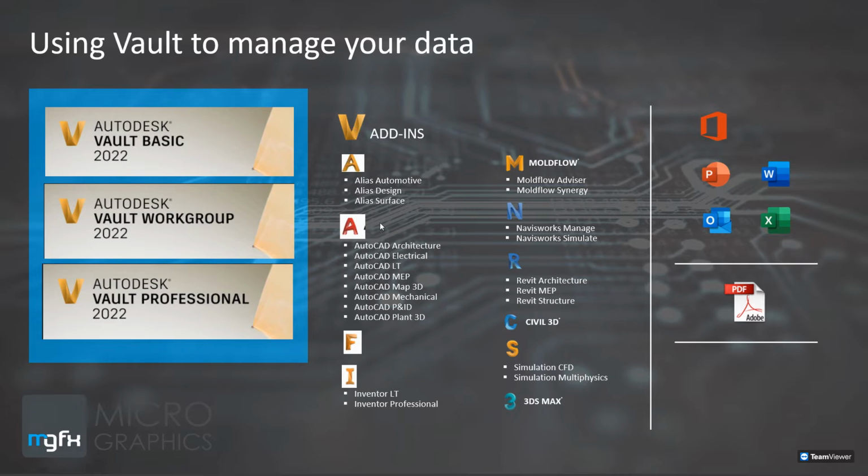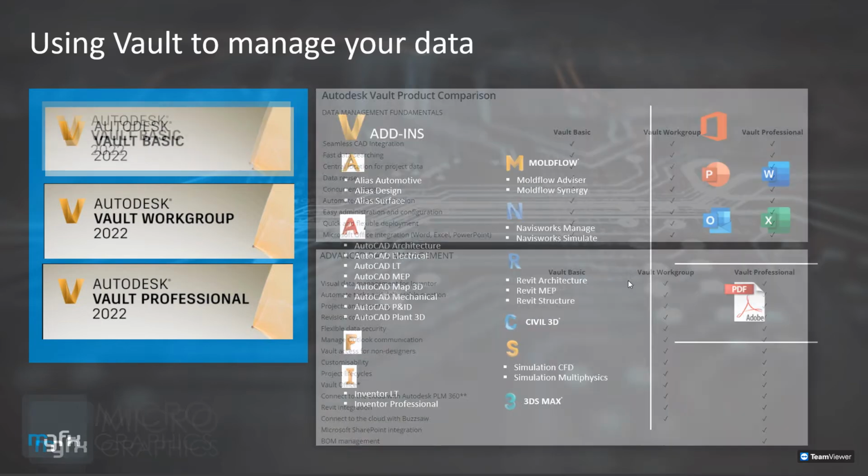You'll find that there's add-ins for Vault in all of the listed software here. So for Alias Automotive, Alias Design, Moldflow, all of these products. But I'm guessing if you're watching this webinar, the main products you'll be focusing on will be AutoCAD and Inventor, maybe Revit or 3ds Max. You'll also find that it integrates add-ins with Office products, as well as you can add in PDF files. But there's a line here, I've separated them because Vault treats Office data like Word and PowerPoints, etc., and PDFs differently from the way it treats CAD data.